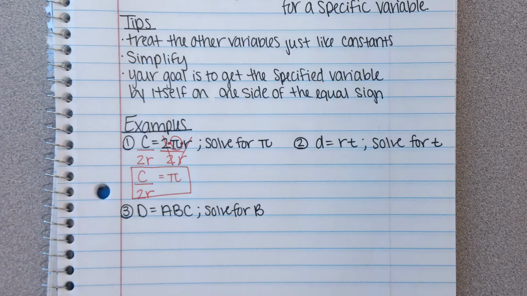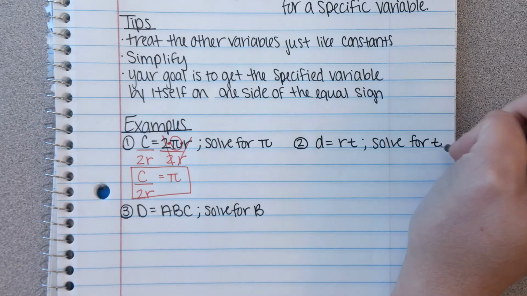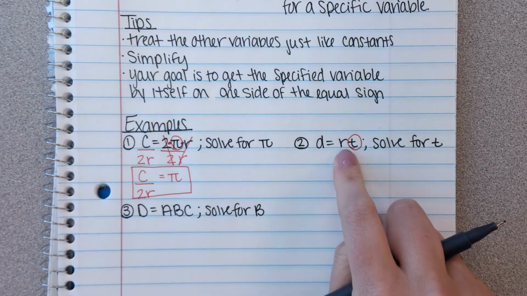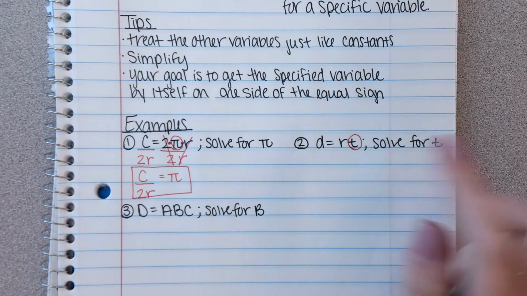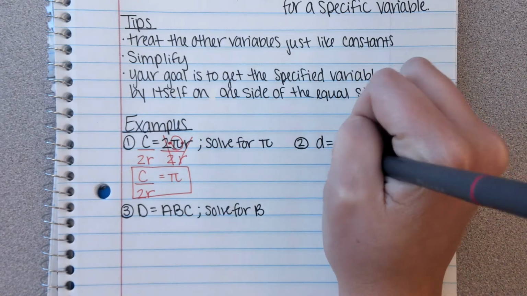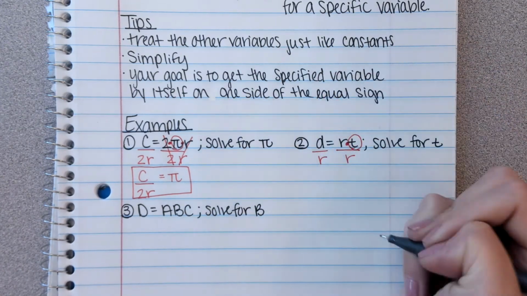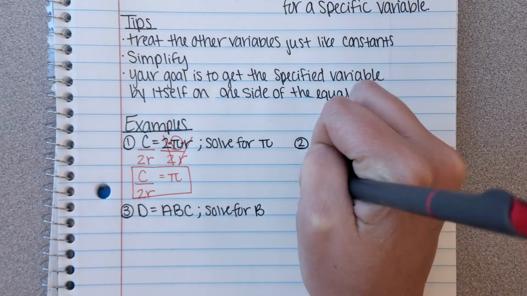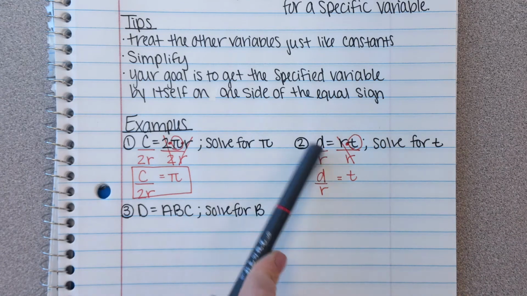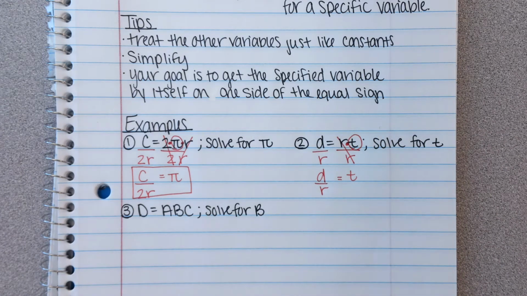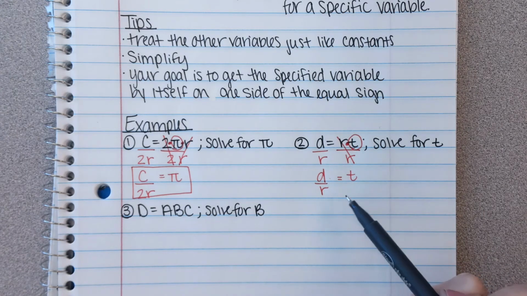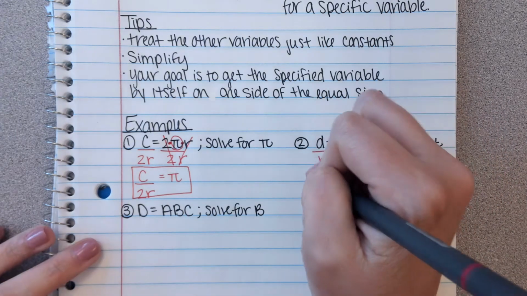So number 2, we have D equals RT, and we're solving for T. So I'm going to circle T. That's what I need to keep. The only thing that's on the side with T is an R. The operation there is multiplication. We undo multiplication by dividing. Okay, those divide out, and we're left with D divided by R equals T. That is the formula for distance. Distance equals rate times time. And so if you do distance divided by rate, you should get the time. All right, so that's all for this one.